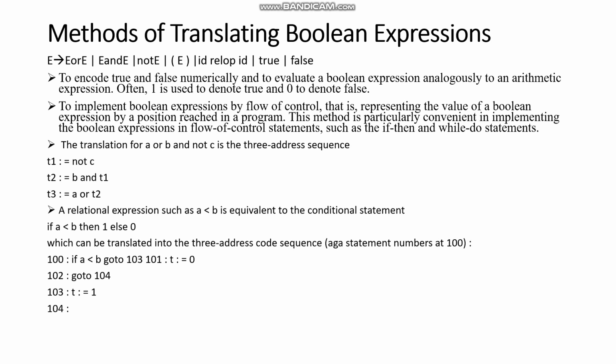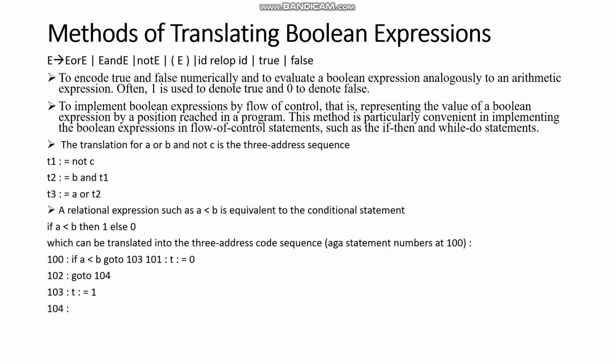A relational expression such as A < B is equivalent to the conditional statement: if A is less than B then 1, else 0, which can be translated into a three address code sequence. Let us see the example. Statement numbering starts at 100. If A is less than B, then go to 103. 101: T1 is given as 0. If it is not true, it will go to 104, that is, it will exit. And if it is true, then T1 = 1. Which means if the condition is satisfied, it will go to 103. If the condition is not satisfied, it will assign 0.